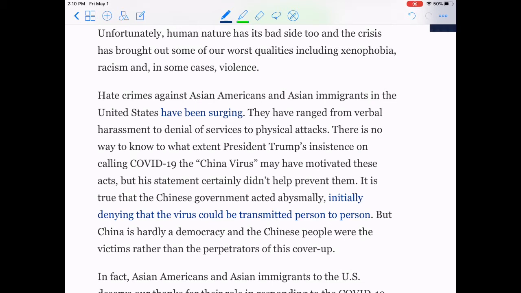Hate crimes against Asian Americans and Asian immigrants in the United States have been surging. They have ranged from verbal harassment to denial of services to physical attacks. There is no way to know to what extent President Trump's insistence on calling COVID-19 the China virus may have motivated these acts, but his statement certainly did not prevent them. It is true that the Chinese government acted abysmally, initially denying that the virus could be transmitted person to person. But China is hardly a democracy, and the Chinese people were the victims rather than the perpetrators of this cover-up.